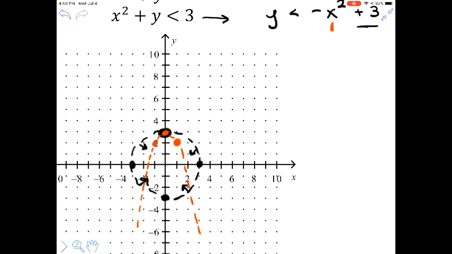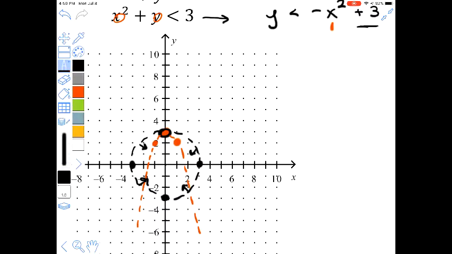Wait, why is it dotted? Because it's a less than, there's no equal. It's not less than or equal to, it's just less than. Because we already know (0, 0) is true. If I plug in a 0 for x and y, then the statement 0 is less than 3 is true, so you would shade that. It's inside the parabola.